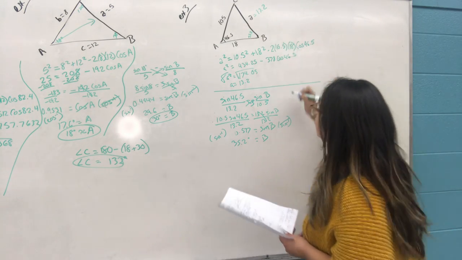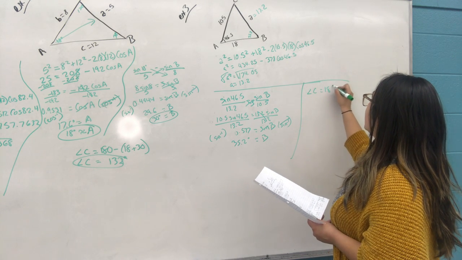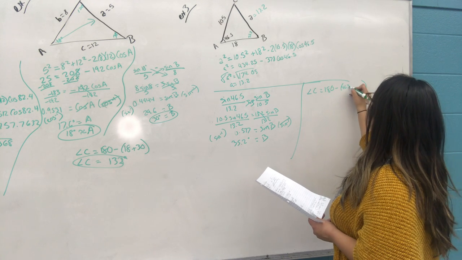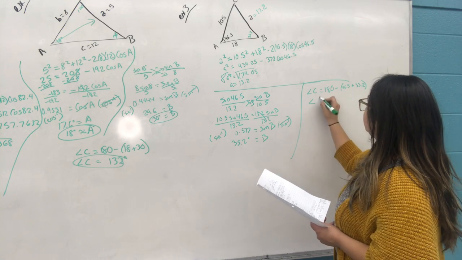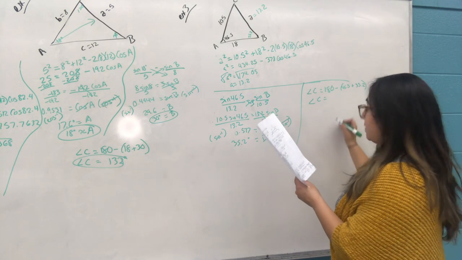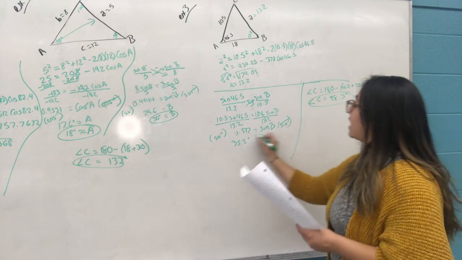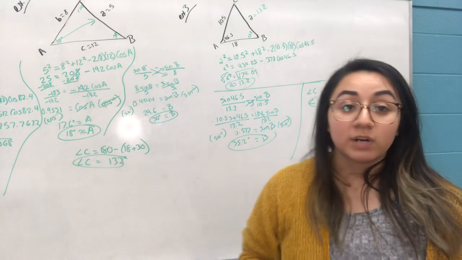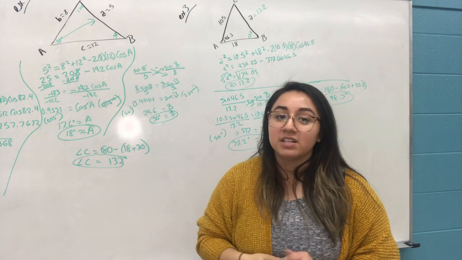And now for C, easiest. To find angle C, you have 180 minus the sum of the other two, which is 46.5 plus 35.2. And angle C will give you about 98.3 degrees. And that's how you find each one of your missing parts. They both work out. You can use the law of cosine. Again, it's so much work. I prefer the law of sine anyways.